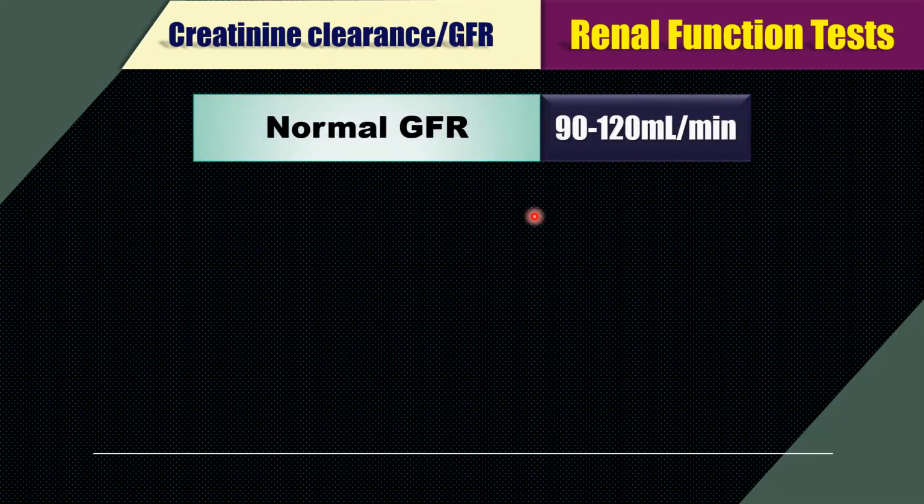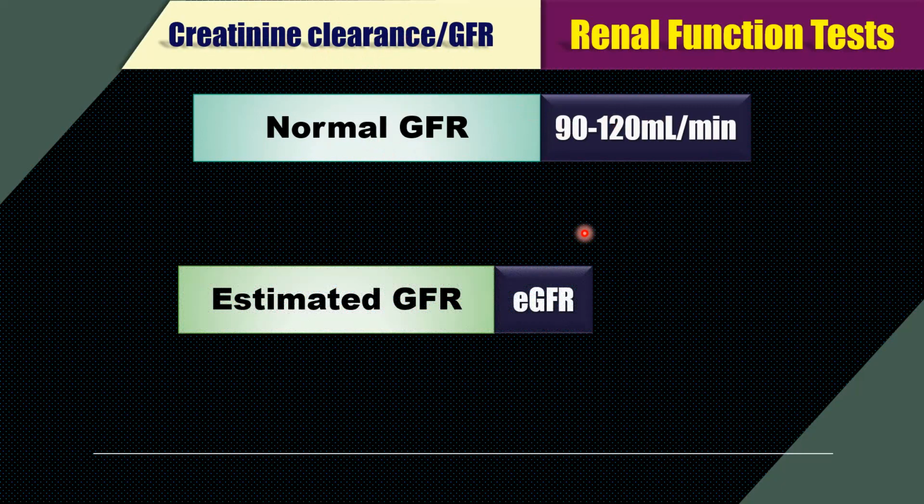The ultimate goal of measuring creatinine clearance is to estimate GFR. The normal GFR is about 90 to 120 ml per minute. So from here on, when I say clearance, it is the creatinine clearance test. By using the creatinine clearance test, we are going to estimate GFR. There is a calculation or term called estimated GFR, or we write eGFR.